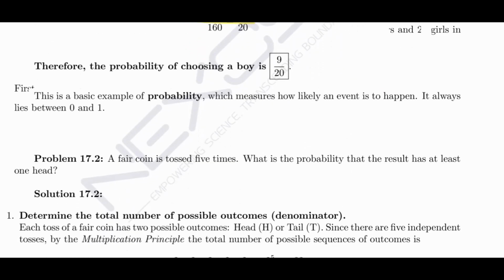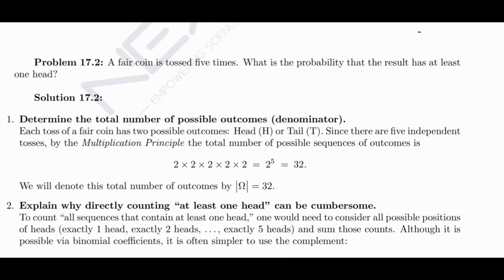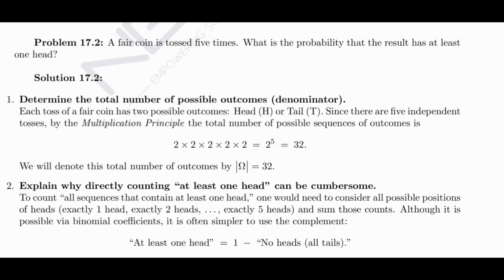Example 2. Tossing a coin 5 times. Now let's toss a fair coin 5 times. We ask, what is the probability that we see at least one head? First, let's figure out how many possible outcomes there are in total. Every time we toss the coin, there are 2 choices, head or tail. That is why we multiply. 2 choices for the first toss, times 2 choices for the second toss, and so on. Multiply this 5 times, and we get 2 to the 5th power, which is 32.